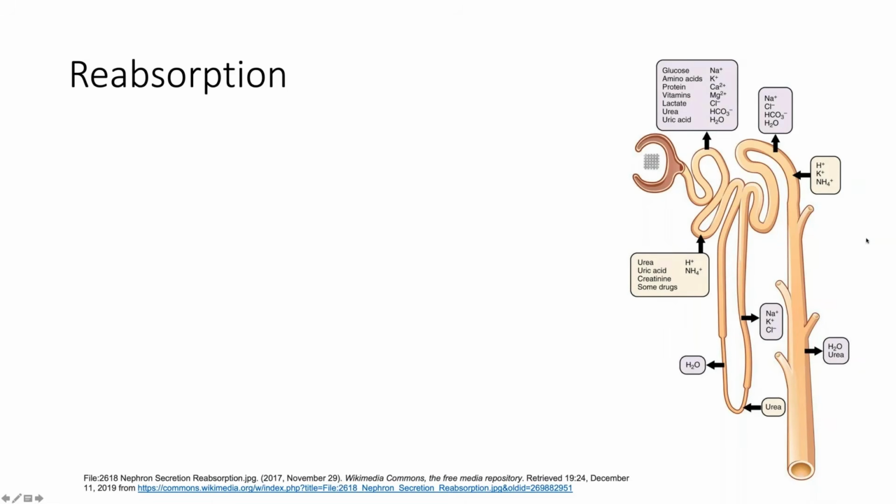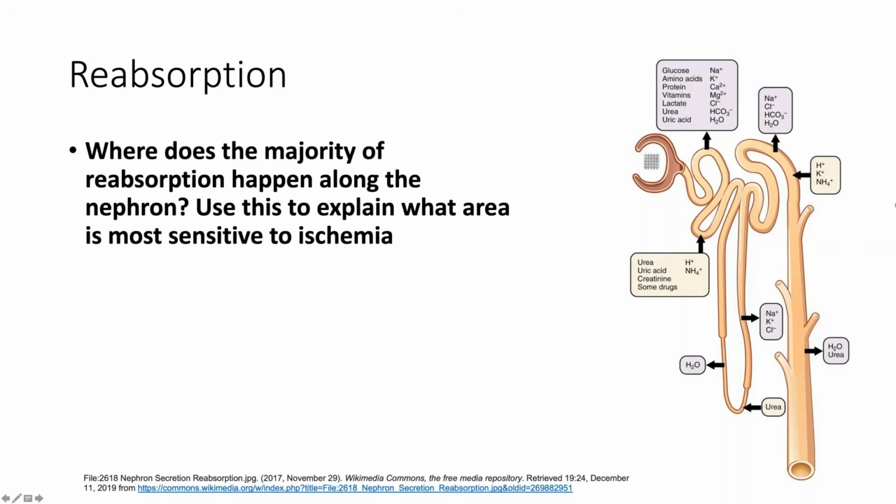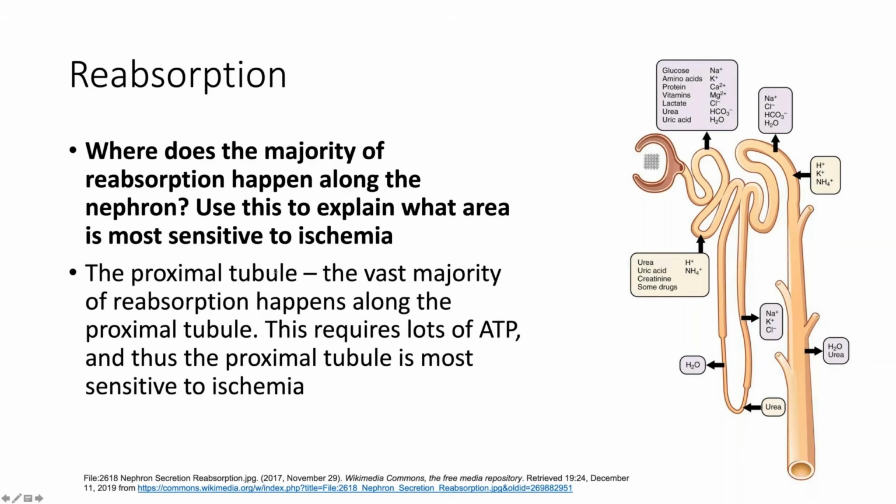So let's go back to Alexa. Alexa, can you tell us, where does the majority of reabsorption happen along the nephron? Just in general. And then use this to explain what area is most sensitive to ischemia, because we want to integrate it, not just memorize it. Yeah, the majority of the reabsorption is going to happen at the proximal convoluted tubule. And because the PCT is doing most of the work, it's the most vulnerable to ischemia. Yeah, exactly. So the proximal tubule, right?